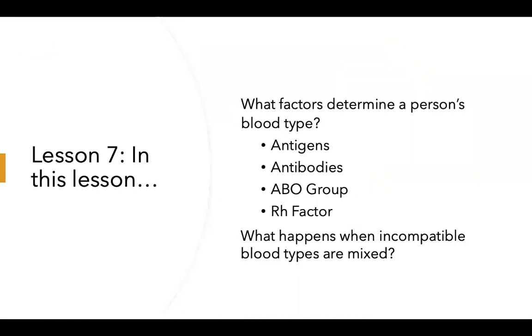So in today's lesson, we're going to be looking at what factors determine a person's blood type. And once your blood type has been determined, you belong to a factor of the ABO group and the RH factor. And then we're going to be talking briefly about what happens when incompatible blood types are mixed. And that's kind of the theme for tomorrow's lesson, but we'll just give one example at the end of this one.